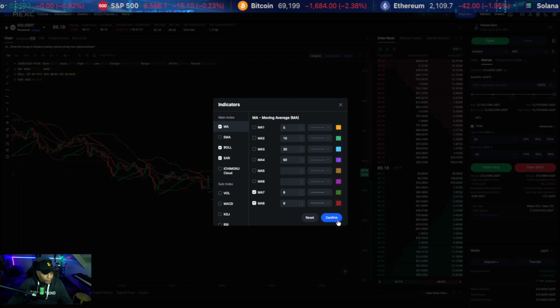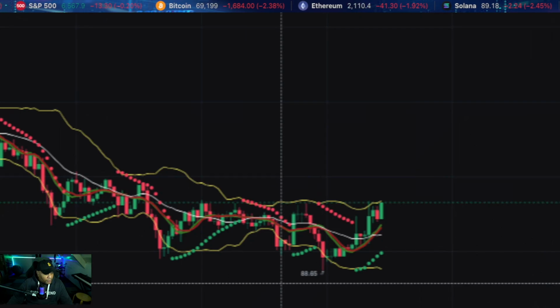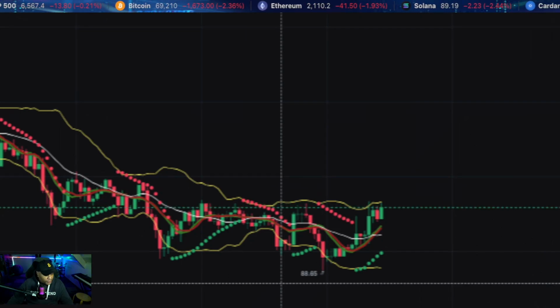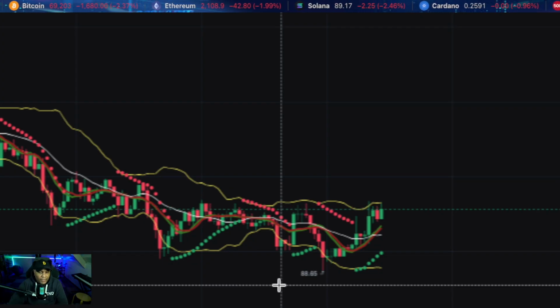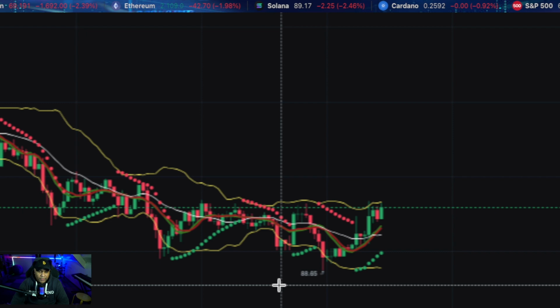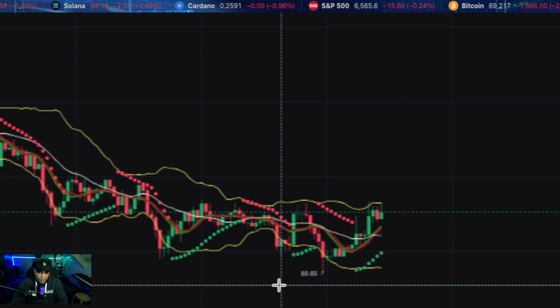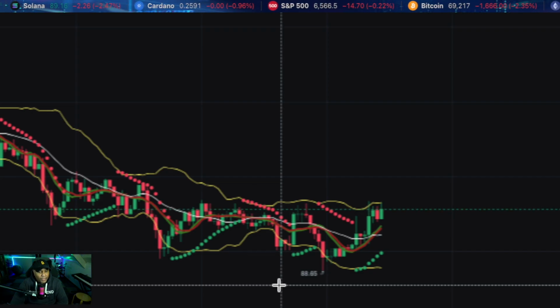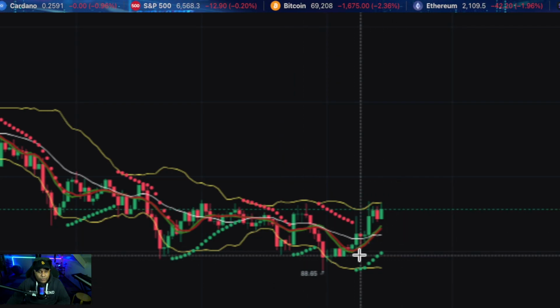We confirm them. And now you see on my screen there are several other lines on my user interface. The white line and the yellow lines are the Bollinger Bands. The white line gives an average of where the price is going, and the outer yellow lines are like the extremes where the price will be going. So then you can gauge if the price will be continuing going up or going down.